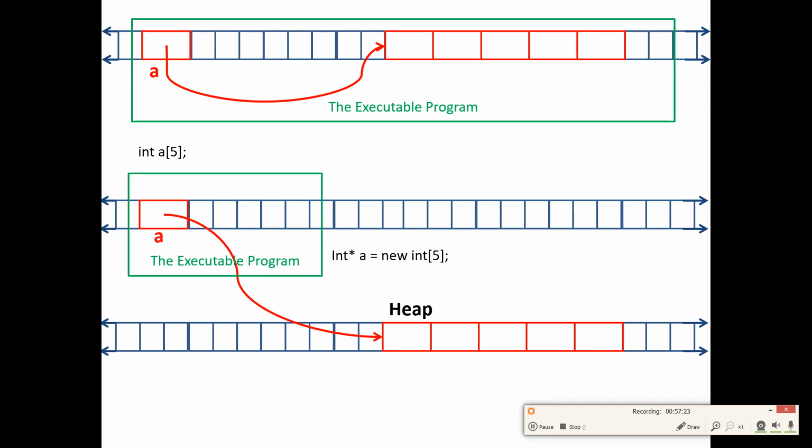The only catch is that because you created it, you must delete it. If you do not delete it, you will have what we call a memory leak. So because you are creating the memory, you must delete it at the end. Now, how? And how do all these things happen?